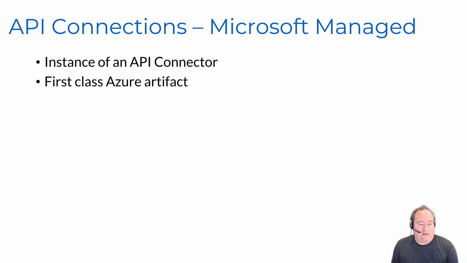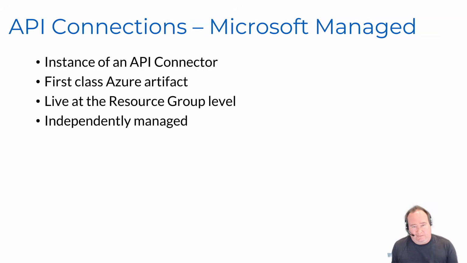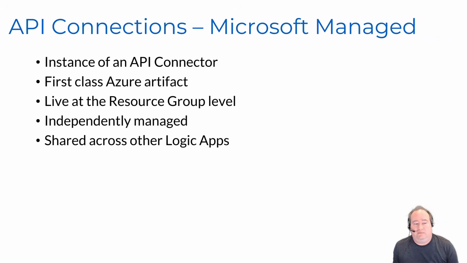So they are first-class Azure artifacts. They live at the resource group level. So again, they can be shared across many logic apps inside that resource group. And they can be independently managed. So you can go into API connectors inside of the portal and make changes to these connectors independent of your logic apps. They also, as I mentioned, can be shared across logic apps.